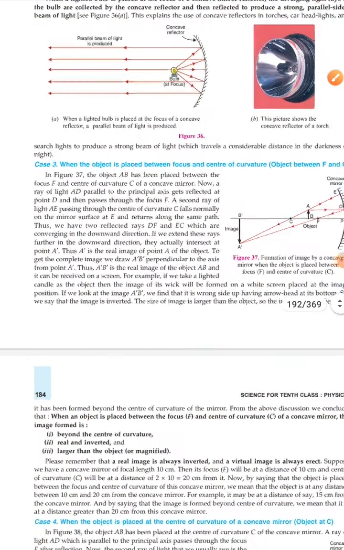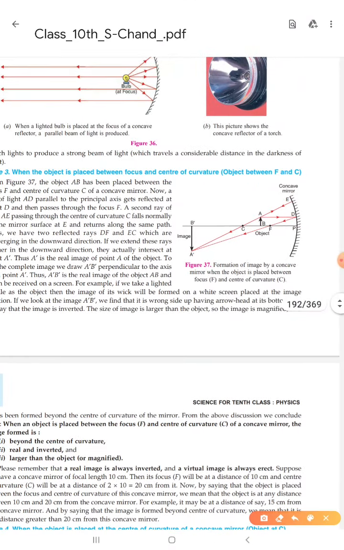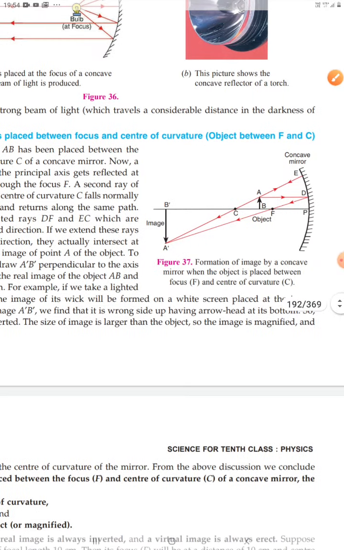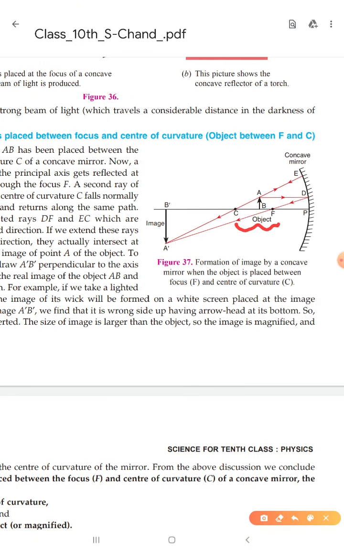Now in the third case, in this case we will put our object between F and C. We are going far from the pole. Between C and F we will put our object. So the same thing we will do here also. From point A we will incident two rays. At first one ray we are sending parallel to the principal axis AD. You can see here, after reflection it will move through focus F like this, and the second ray, from the center of curvature, it will retrace its path.